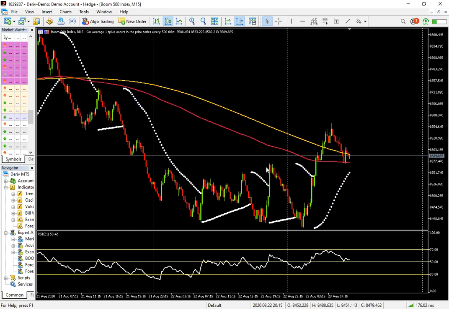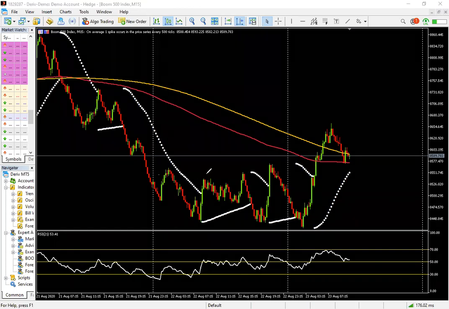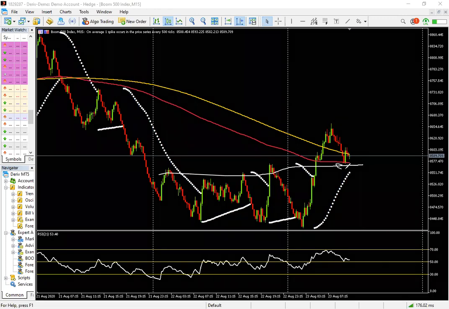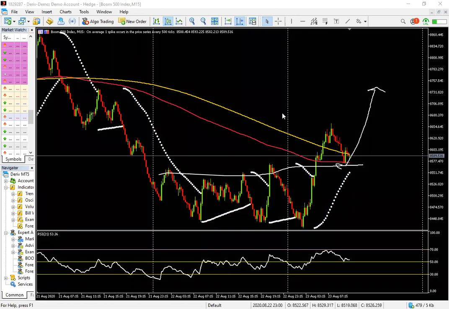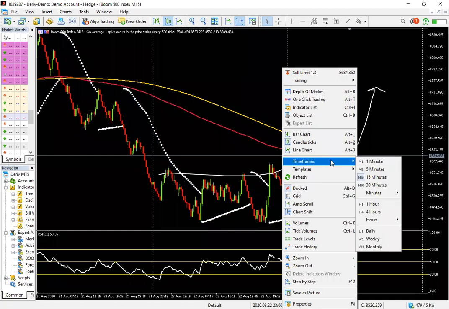So right now, after breaking this level of resistance, it has just come back and is retesting this. So maybe we're going to see it moving back up. This is what we are expecting. This is the 15 minutes time frame, and I do like to analyze on a higher time frame too.